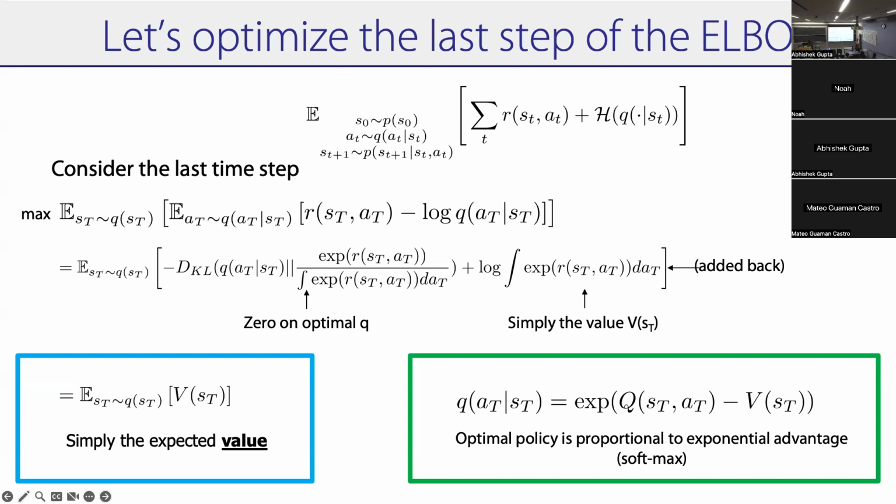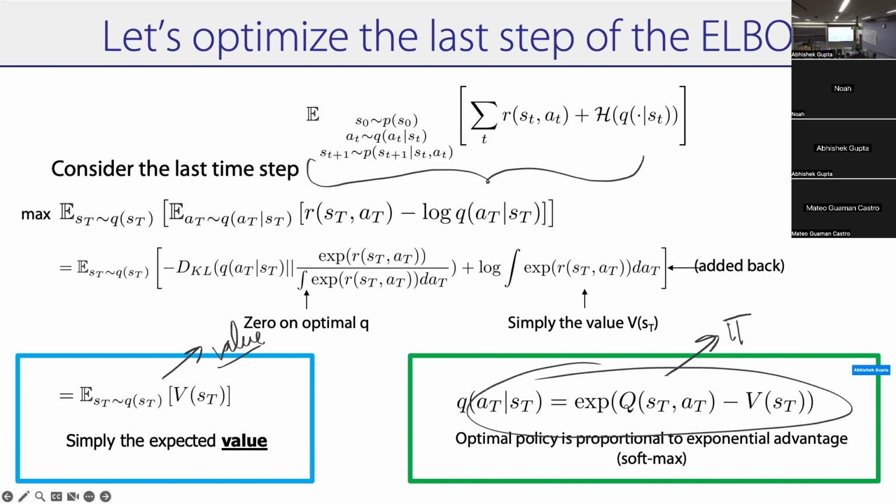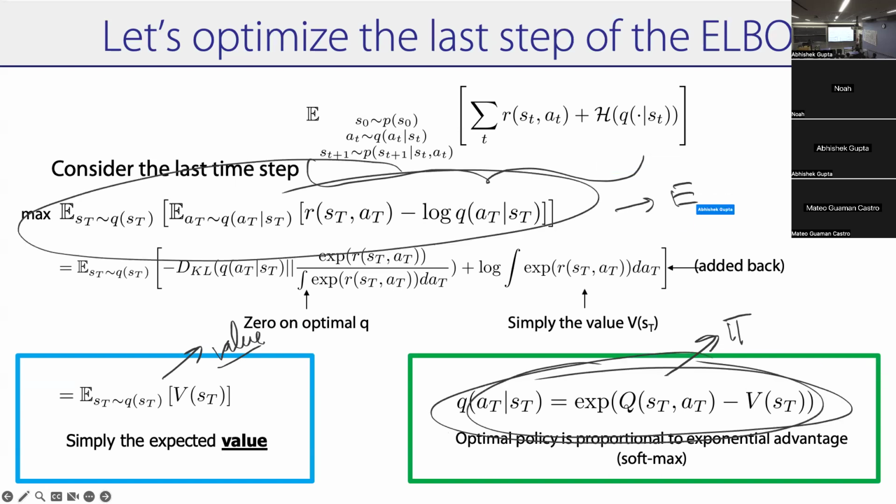This is the policy, and this is the value. Right? So it's like we're computing this expression, at the last time step, this is the optimizer. And if you use this optimizer, this value becomes equal to the exponential or the expectation over the value function. That's it.